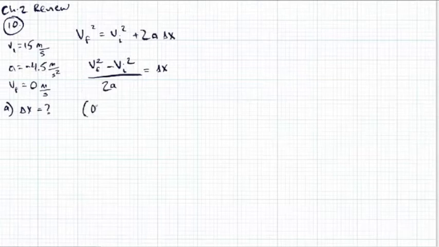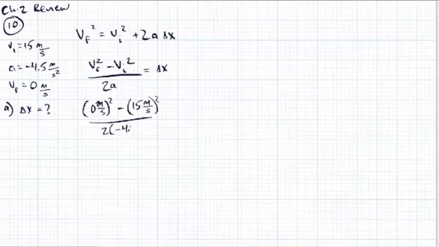our final velocity squared, 0 squared, well that's easy, I should have written 0 meters per second, the quantity squared, minus our initial velocity, which is 15 meters per second squared, over 2 times negative 4.5 meters per second squared. And it should be noted that this numerator right here is 0 meters per second squared minus 15 meters per second, the quantity squared. So whatever this square quantity is, it's going to be minus that.